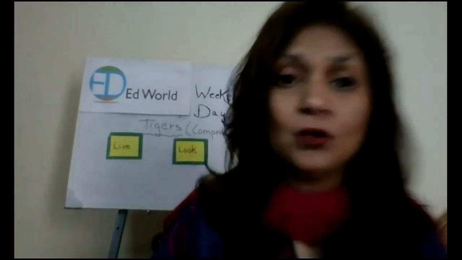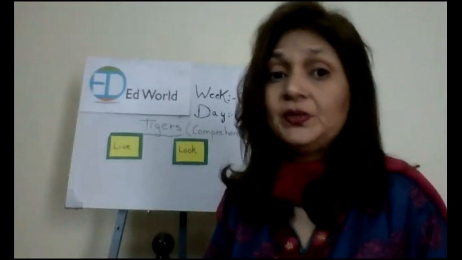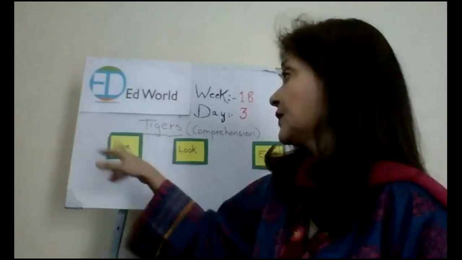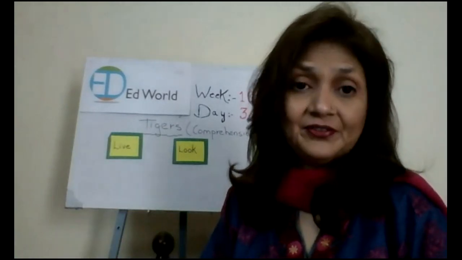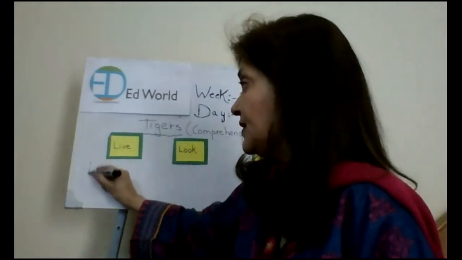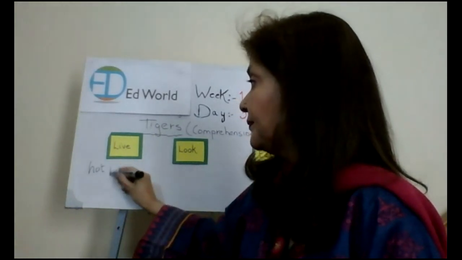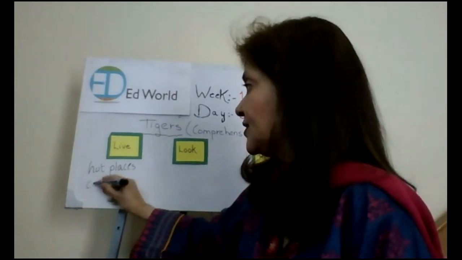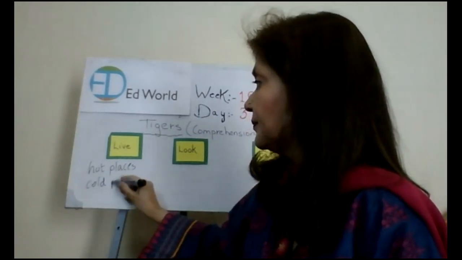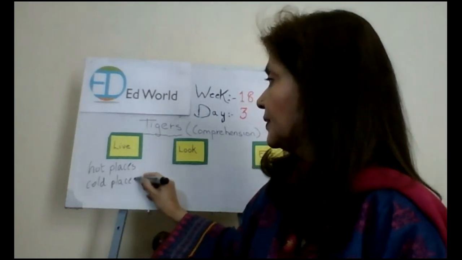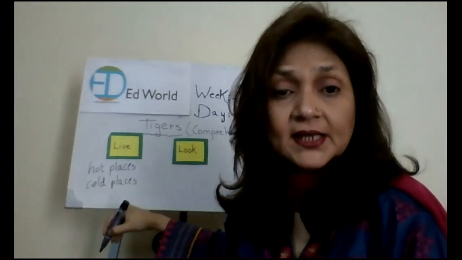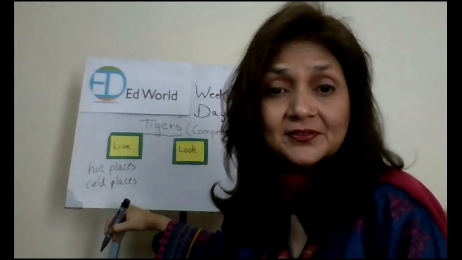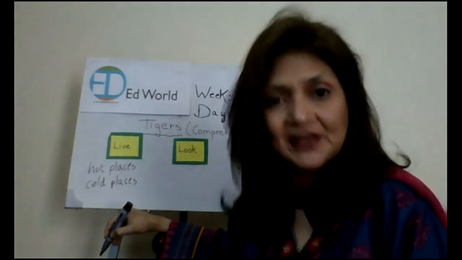Now let's recall what we have read in the lesson. The first part was, where do tigers live? They live in hot places and cold places, both. So which is the hot place where our tigers live? India, correct. And which is the cold place where tigers live? They like to live in Siberia, correct.